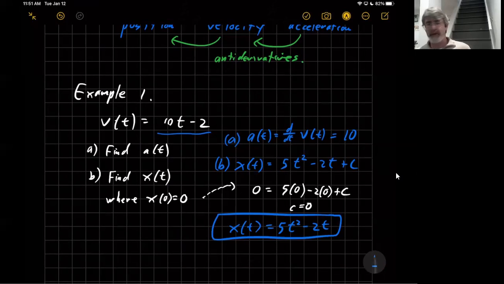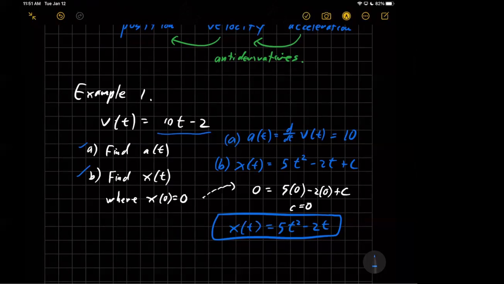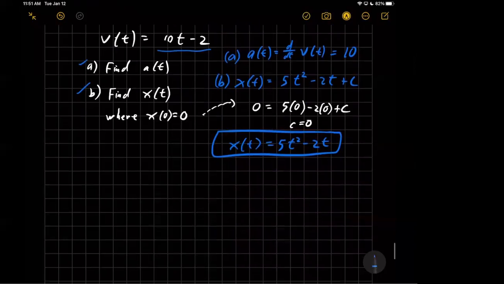So there's one example. Notice for part A, we did the old thing: we took a derivative. And for part B, we did something new: we anti-differentiated, or we can say we took the antiderivative. Now, let me continue with another example. Example 2.